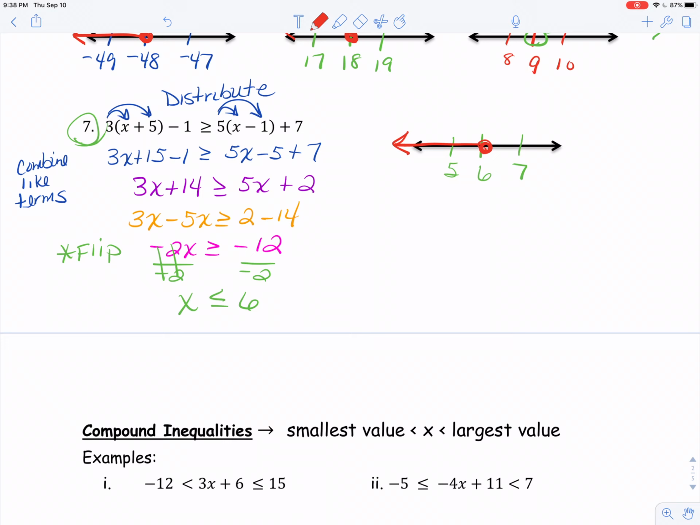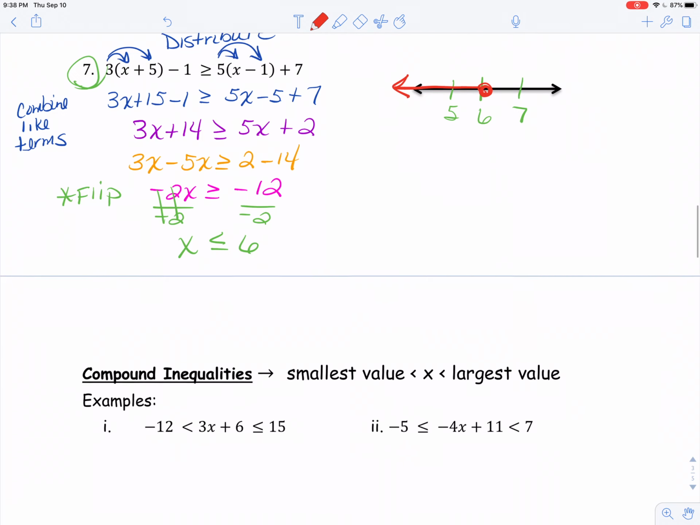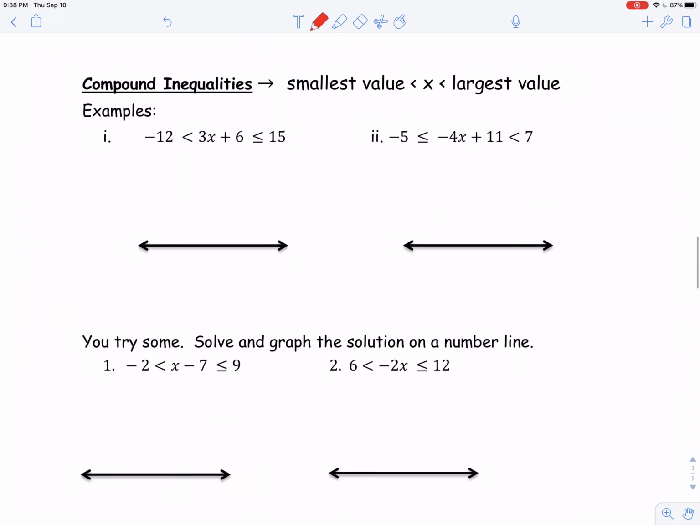All right, so the last thing that I want to show you are compound inequalities. Now, compound inequalities have two inequality symbols. So notice this, it's the small value, then x, then the largest value. So if it doesn't look like this, you have to turn it around. Notice that that's a less than, and that's a less than. Now it could be a less than or equal to, but it should not be a greater than, because you're going small value to large value. X in the middle. All right, so my goal here is to get x by itself in the middle.